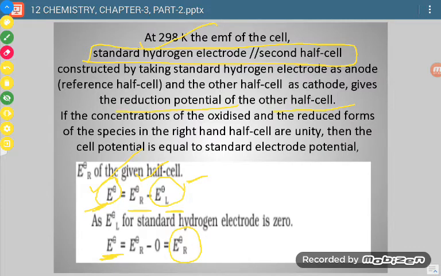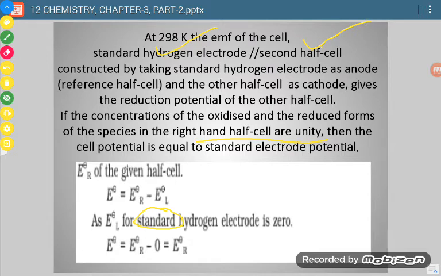Now see, we are using the word standard electrode potential. Standard electrode potential means that whichever half cell we have taken which is connected with SHE, that should also have standard conditions. What are standard conditions?